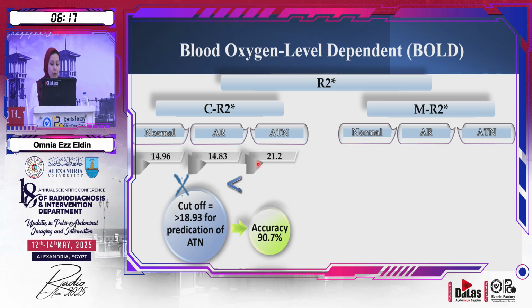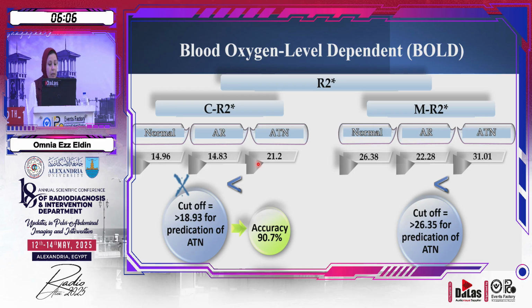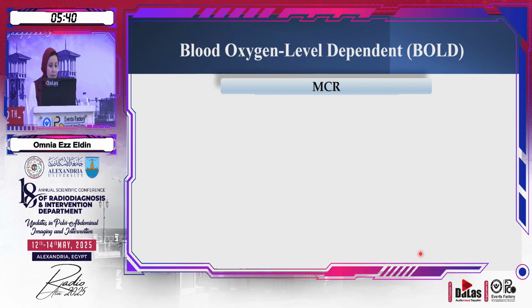The medullary R2-star values comparing the 3 groups also revealed ATN had higher values compared to the other groups, and compared to the acute rejection, it had a cutoff value of more than 26.3 for prediction of ATN, with accuracy also reaching 90.7. And renal acute rejection cases showed significantly lower values in the medulla compared to the normal grafts.